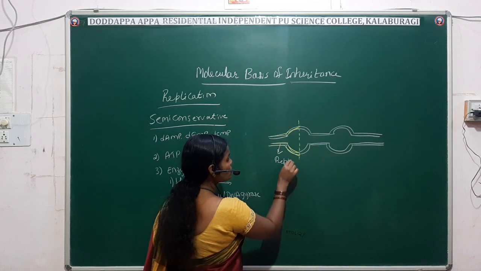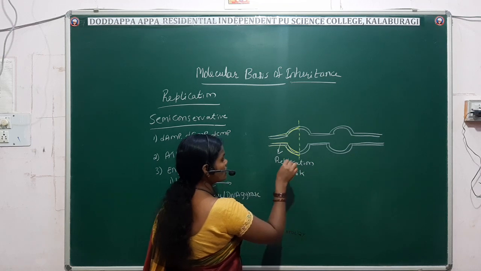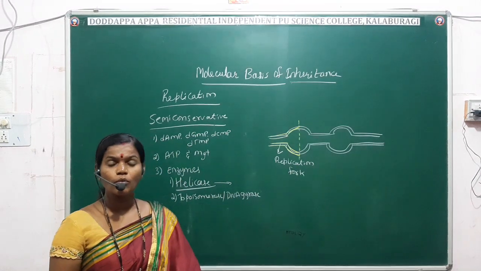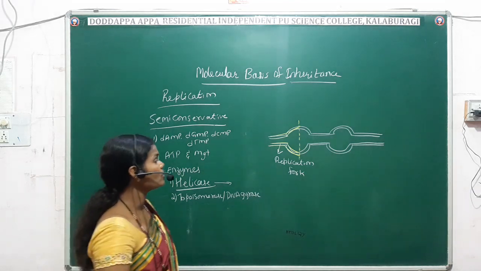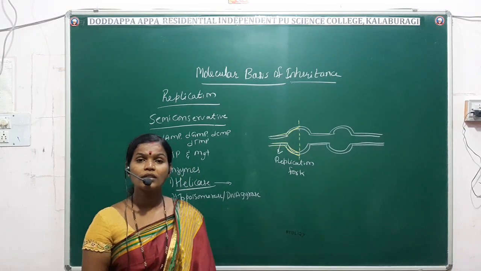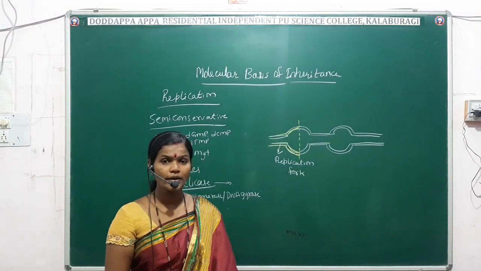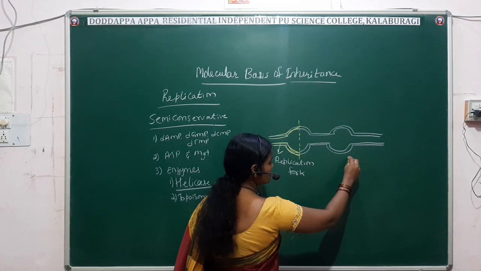What we will say here, students? We are going to say it as a replication fork. What shape? What fork it is? Replication fork. Why? Because that is the point where the replication starts. Got it? Now, we will take this only as a separate structure.